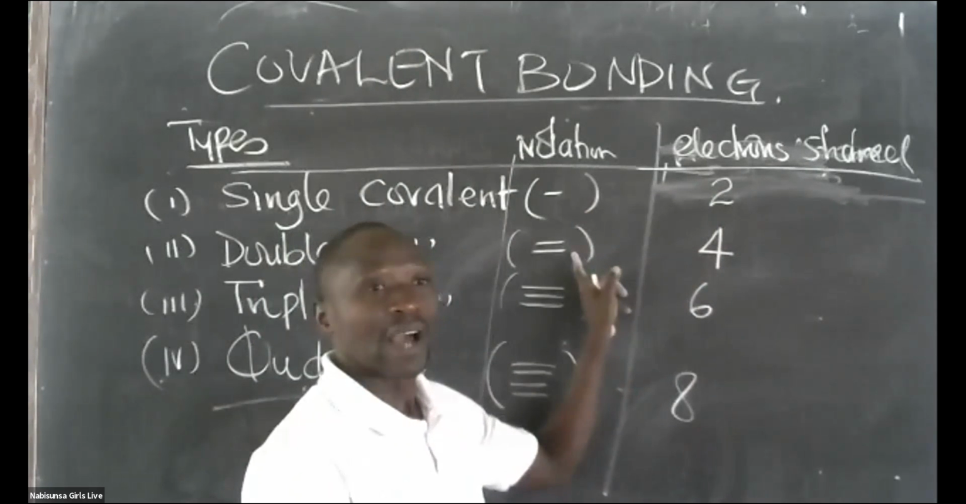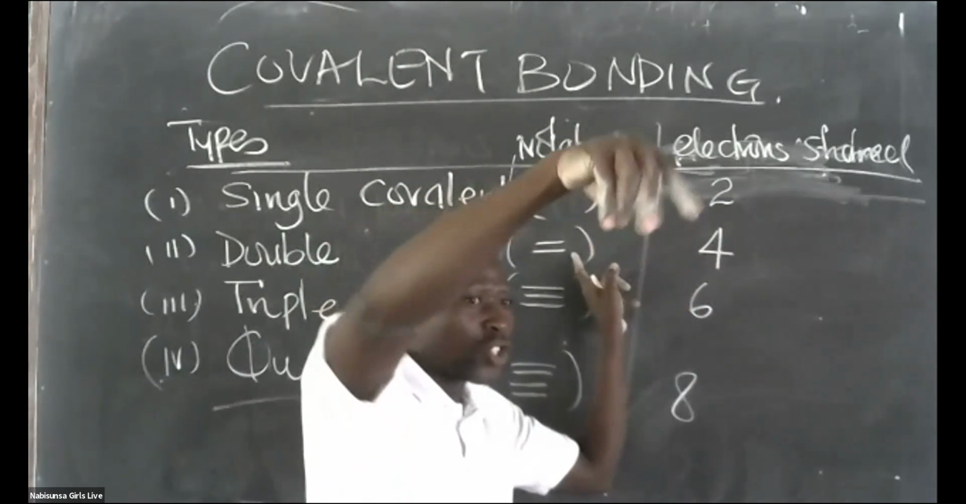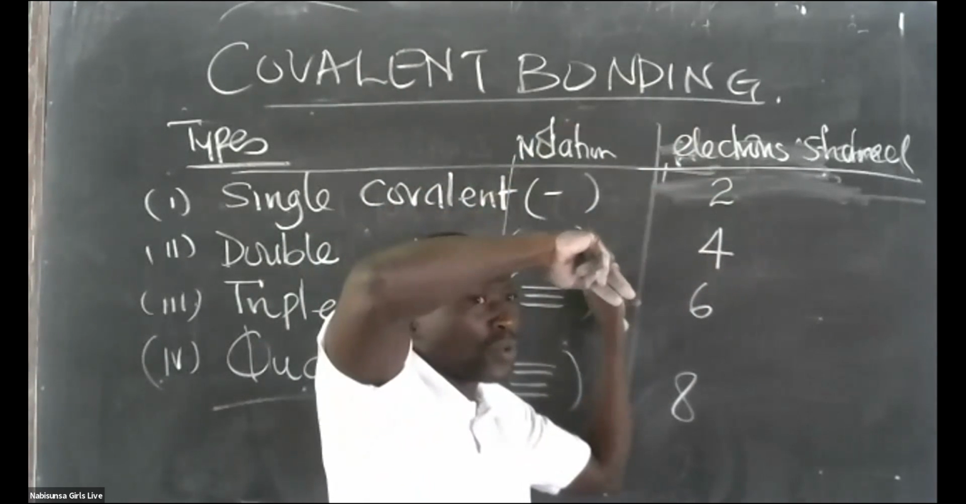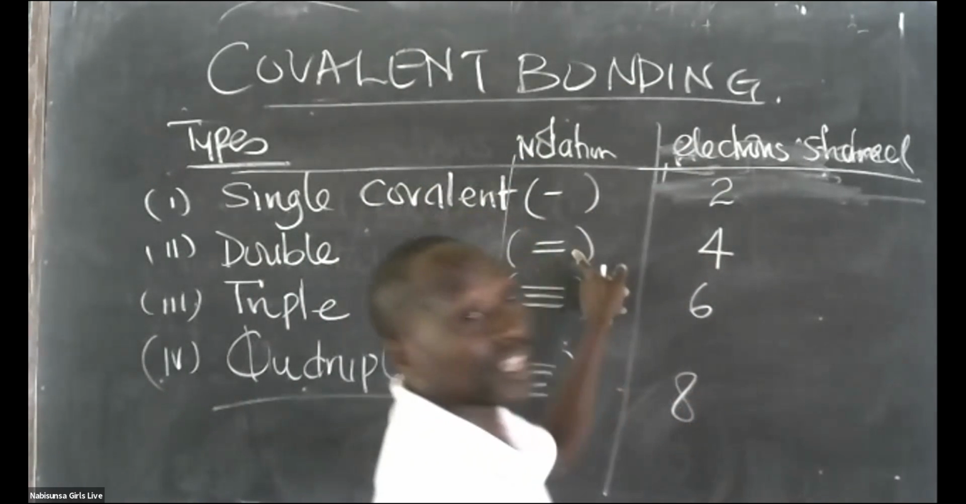Group 6 have 6 electrons in the outermost energy level. They need how many? 2 electrons to raise the number to 8. That's why each gives 2 electrons to the friend. So they share 4 electrons in the middle.